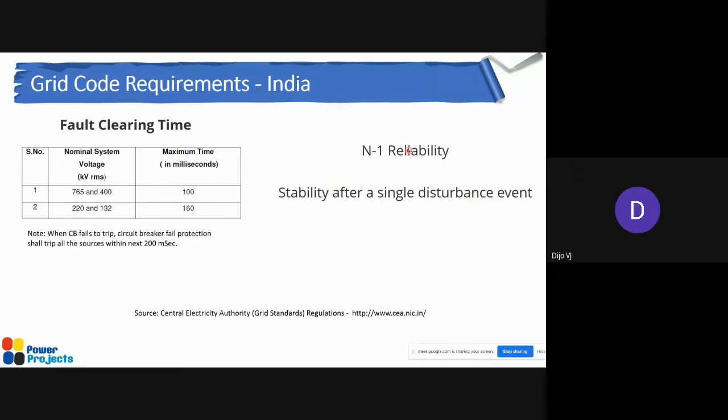And N-1 reliability, the other grid code requirement, is stability after a single disturbance. These are the criteria of the grid. N-1 reliability means that in the grid, at least up to 132 kV, when any single part of the grid fails, it should not create any interruption to any consumers. So how can we achieve that? If you have two feeders, each of which can take 100% of the loading, even if one of the feeders trips because of differential protection, the other feeder is capable of feeding the entire load. So that is the N-1 reliability requirement.